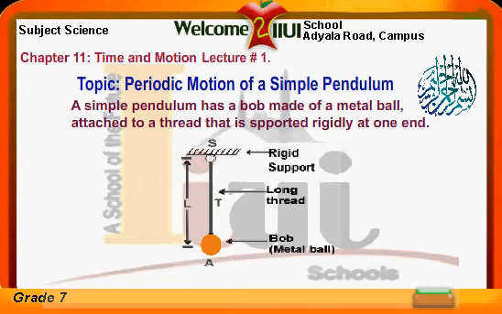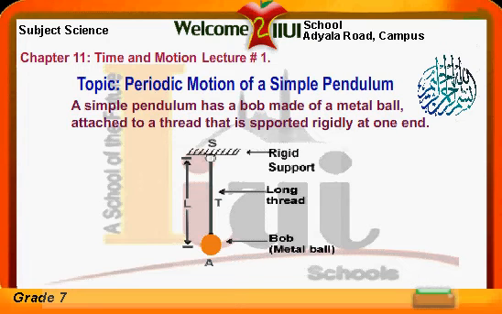Students, as in the diagram, you will see that a metal ball A is suspended from a string or a rod of negligible mass and length L fixed at a point S. The distance between the point of suspension S and the center of the bob is called the length L of the pendulum. Students, after the construction of this simple pendulum, now you will learn about the mean position of the pendulum.